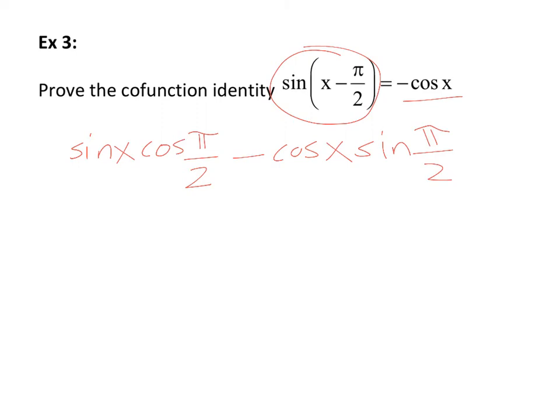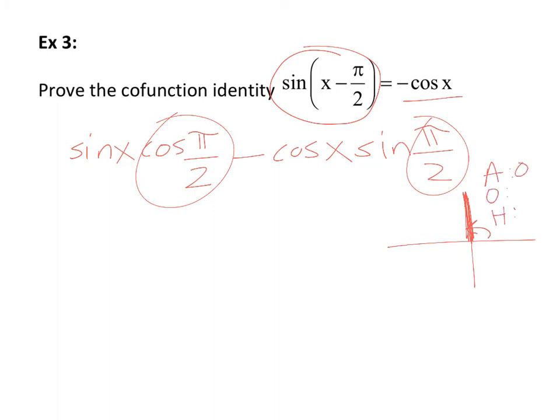All right, and I'm going to create a triangle based off of that angle measurement. Rotating pi over 2, that's the same thing as 90 degrees. So I land here on the positive portion of the y-axis. So my adjacent, opposite, hypotenuse? Adjacent is going to be 0, opposite will be 1, hypotenuse will be 1.